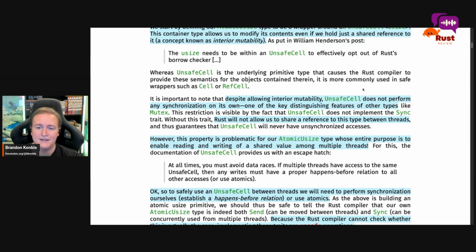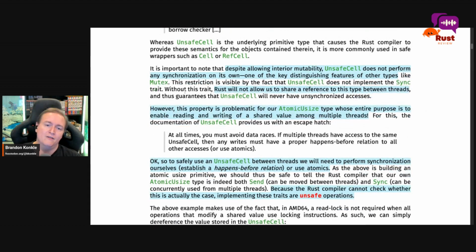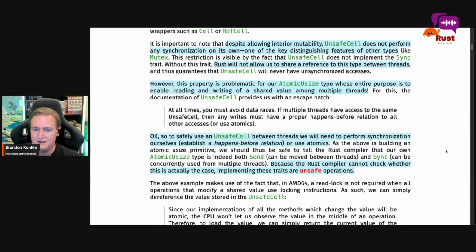And so now it's your responsibility to make sure things are properly synchronized, or concurrent access is prevented, or all of that kind of undefined or unpredictable behavior that Rust is supposed to guard against, you're opting out of with an UnsafeCell. If you don't have the Sync trait, which UnsafeCell does not implement, then you can't share a reference to this type between threads. One of the things Rust does is guarantee that it's not going to have unsynchronized accesses because of that Sync trait. And so you have to wrap it with something.